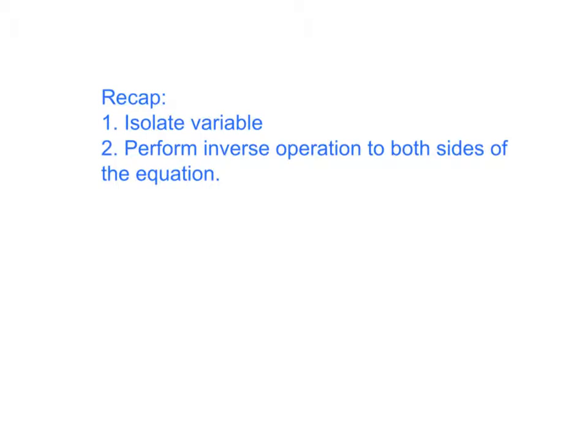So to recap what we just learned, to solve one-step equations for addition and subtraction, we want to isolate the variable. In order to get the variable by itself, we need to perform the inverse operation to both sides of the equation. So if I have x plus 5 equals 20, I'm going to subtract 5 from both sides of the equation. If I have x minus 5 equals 20, I need to add 5 to both sides of the equation.